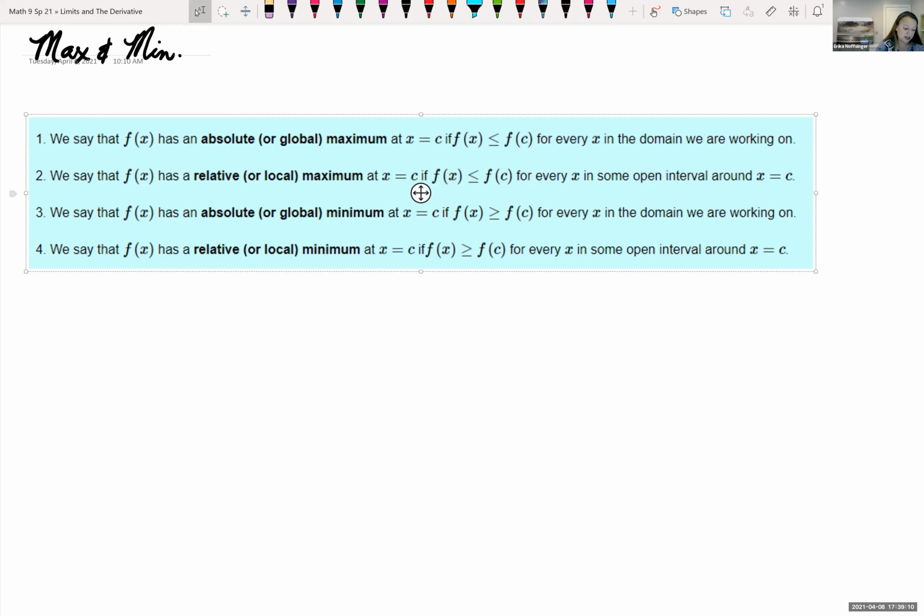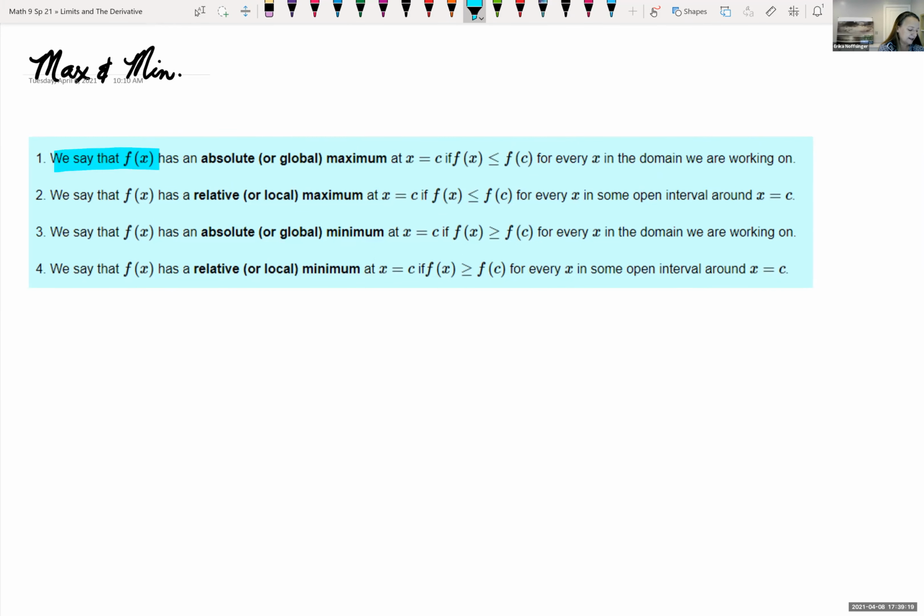But we're doing similarly what we had just done before, looking at where a function is increasing and decreasing to find these values. So first we say that f of x has an absolute or a global maximum at x equals c if that value f of x is less than or equal to f of c for all x in the domain we're working on.